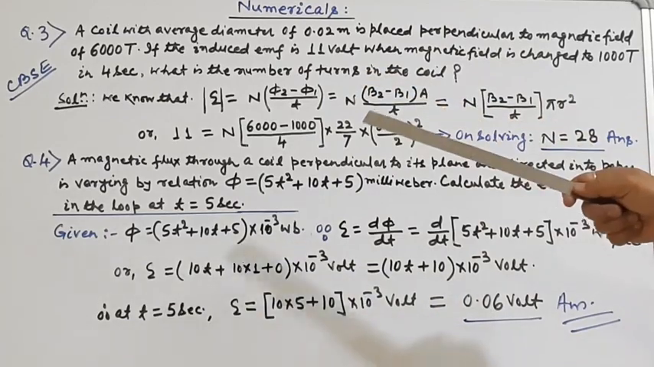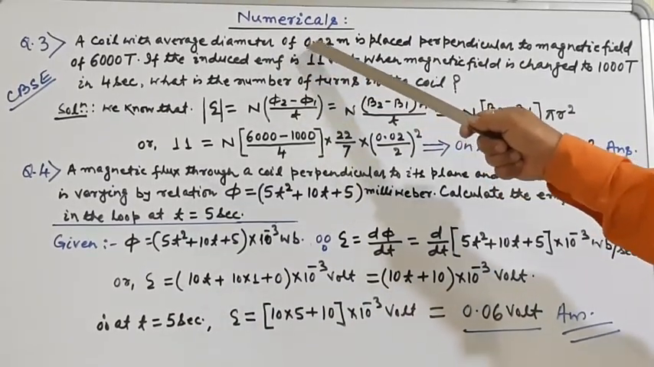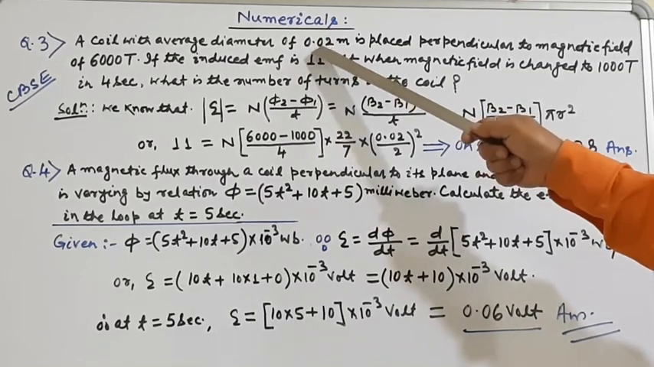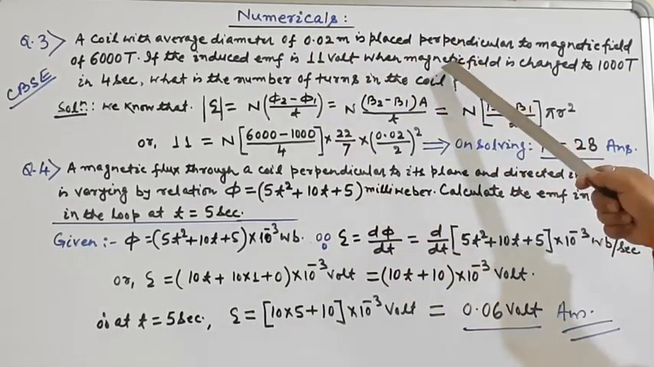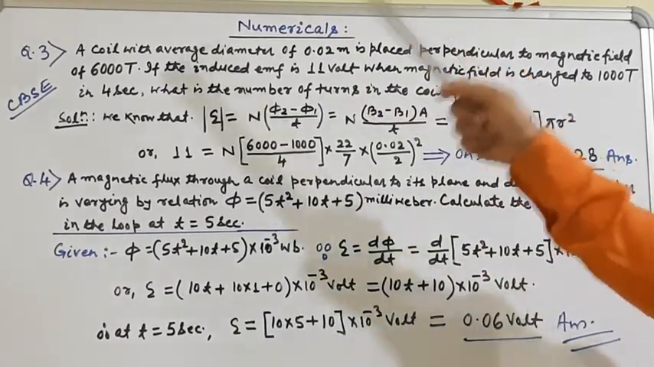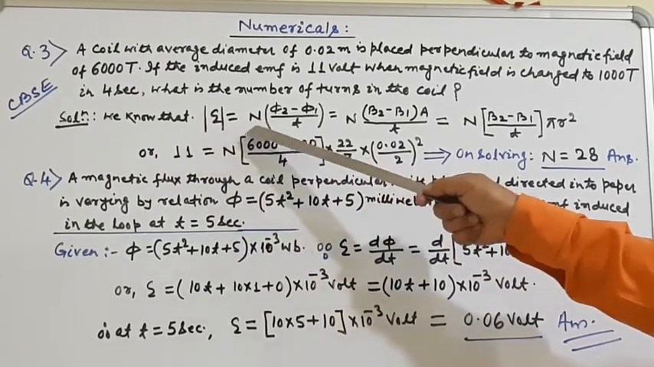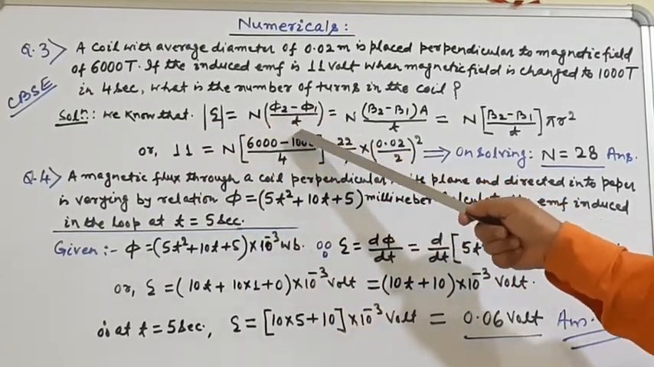In this question, what is given? The induced EMF is given, and the diameter is given. With the help of this, you can find the radius. Two magnetic fields are also given. So directly write the formula. We know the formula: the magnitude of induced EMF is equal to N times (phi 2 minus phi 1) by t.